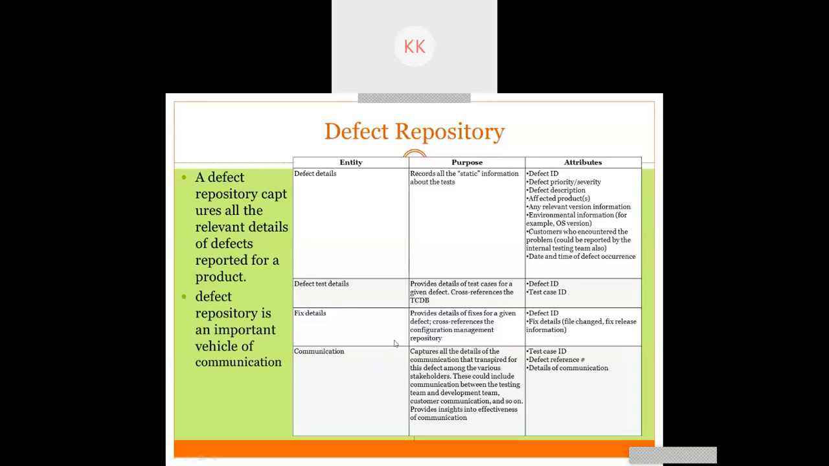Then communication captures all the details of communication transmitted about the defect among the various stakeholders. This could include communication between the testing team and the development team, customer communication, and so on. It provides insight into the effectiveness of communication. So it will have attributes like test case ID, defect reference, and details of communication. What the defect is or what description you have provided.